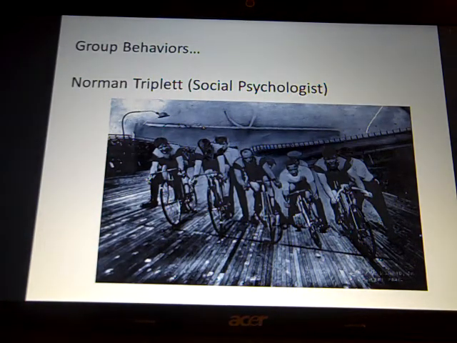Now, Norman Triplett was a social psychologist. Back in the late 1800s, he was one of the first social scientists that we know of to actually start studying groups and the effects of groups. He studied bicycle racers and discovered that competition could influence the result of racing times. He figured out that bicycle racers had better times when they were competing against other racers, as opposed to just racing alone, just like playing beat the clock, so to say.